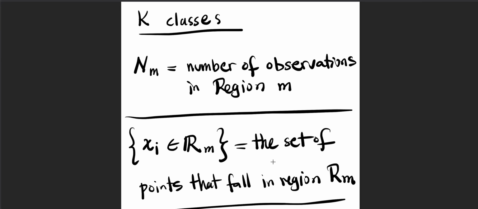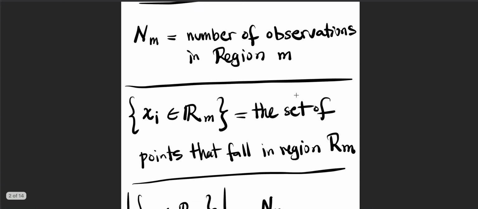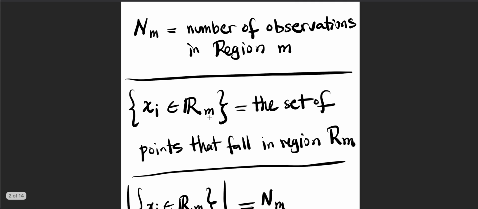So regions play a key role because regions tell us how to split the feature space, and therefore we'll know in which region which class is the majority. For that purpose, we need to quantify the number of observations that fall in each region. Little m is one of the big M regions, and xi in Rm.